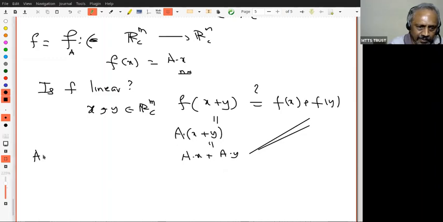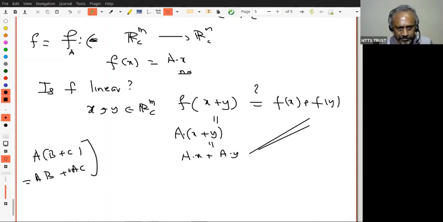A(B + C), I'm sure you would have done this, is equal to AB plus AC. That is, matrix multiplication is distributive whenever these things make sense, of course. Because A is n cross m, and I want B to be m cross some k. I don't care what k. Then AB will be n cross k, and AC is also n cross k. Therefore, addition also makes sense. Okay, this you must have seen.